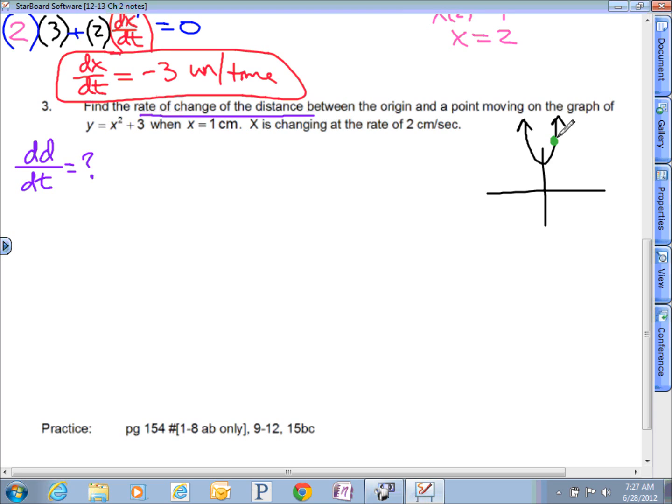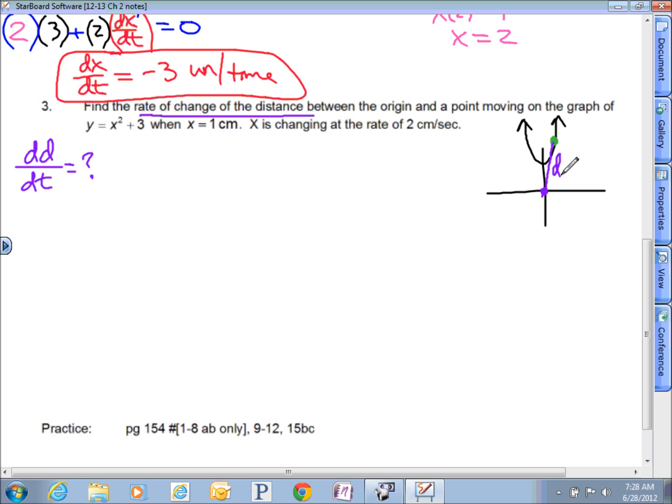And here's the thing, we're trying to find the rate of change of the distance from that point to the origin. So we're looking for the rate of change. This thing right here is what we're calling d. And that d is not going to be the same depending on where that green dot is on the parabola. So we're trying to find the rate of change of that purple distance right there.